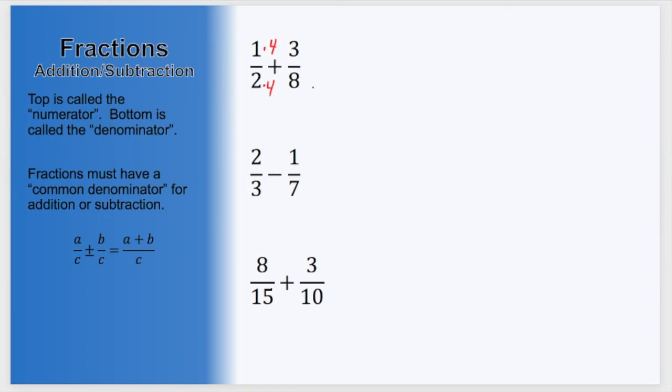Multiplying the top and bottom of the 1/2 by 4 will give 1 times 4 on top, which will be 4, over 2 times 4 on the bottom, 2 times 4 is 8, still being added to 3 over 8. Now that they have the same denominator, we can easily add these fractions to get 4 plus 3 on top, still the 8 on the bottom. Doing the addition gives 7 over 8. There's nothing we can do to simplify this, so we're done.